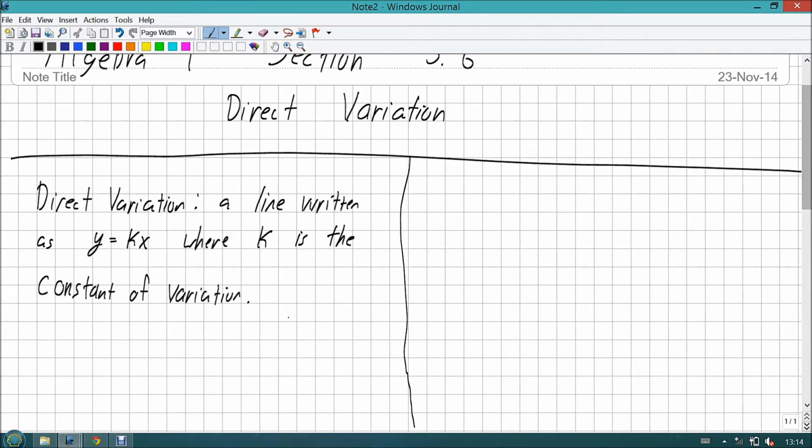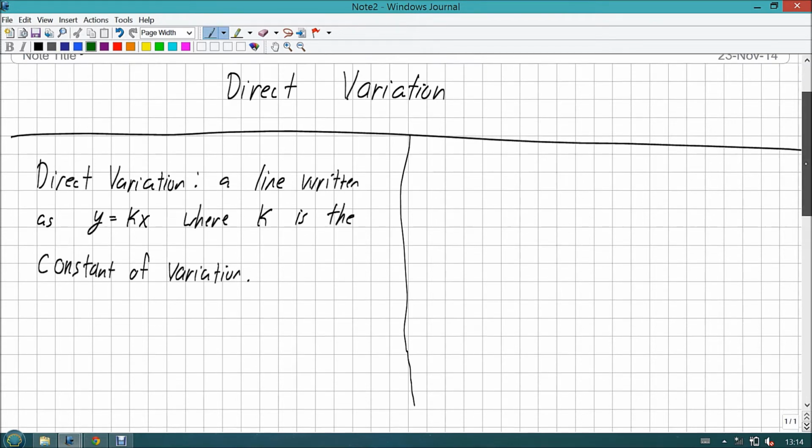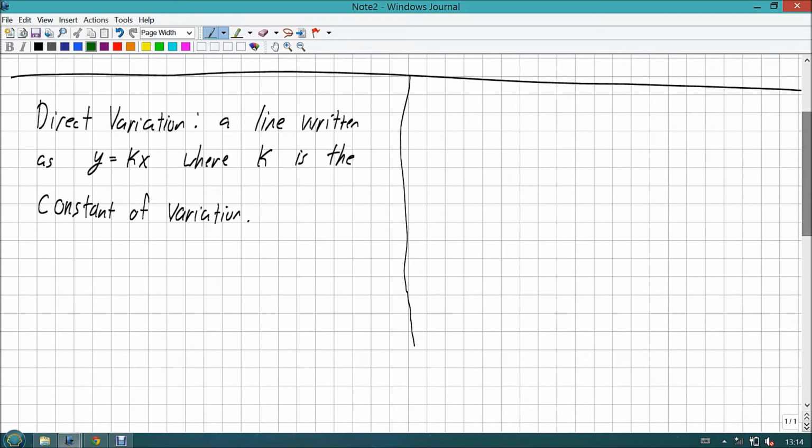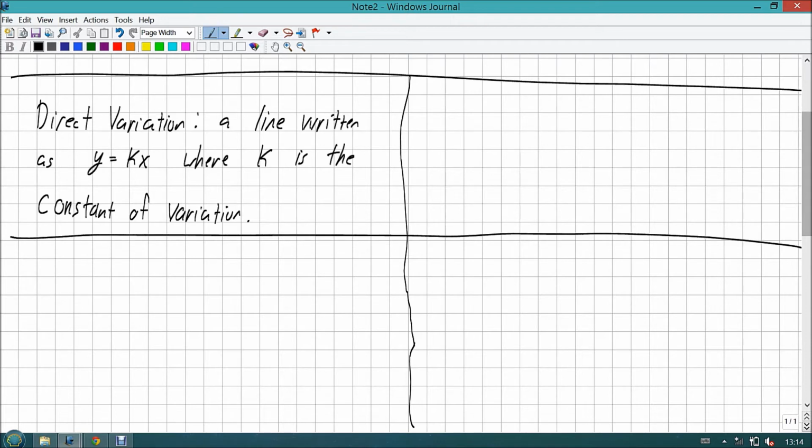Our line is written as y is equal to kx, meaning that pretty much all we have to worry about is slope. This is the most basic form of drawing a line. We have slope, and that's it. Just slope. Nothing else.